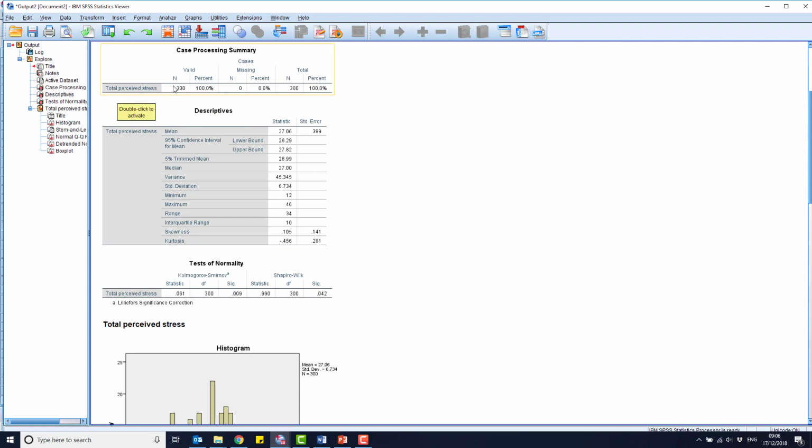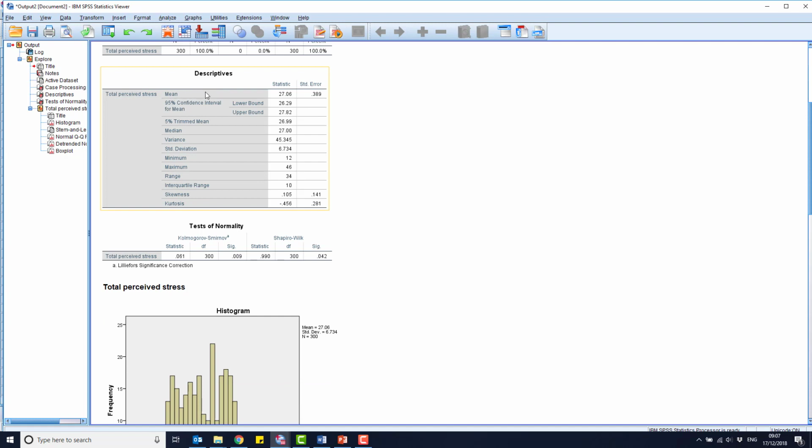For total perceived stress, we can see that we have valid data for all of those, that we've got no missing data, so that's a really good sign. We can see that the mean score is 27 points on the scale, and we can see that the trim mean is actually quite similar to that. So perhaps it's less likely that we have any really extreme outliers that are going to affect our mean. And again, the median is also very similar to the mean. That's a good sign. If you have a perfectly normal distribution, then the mean and the median should be identical.